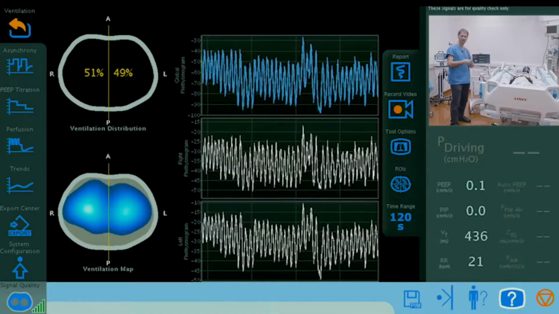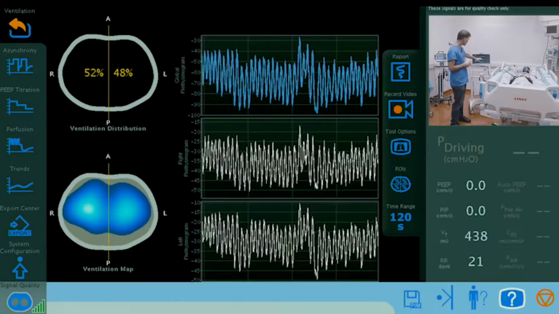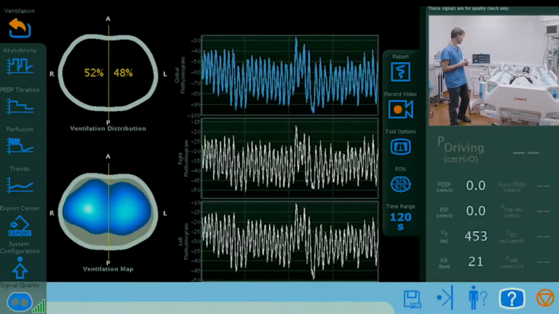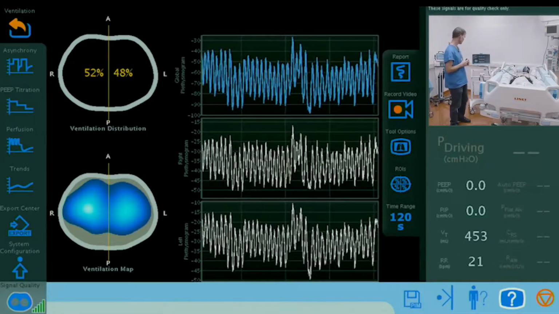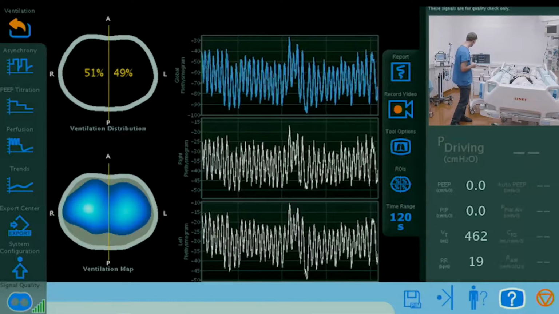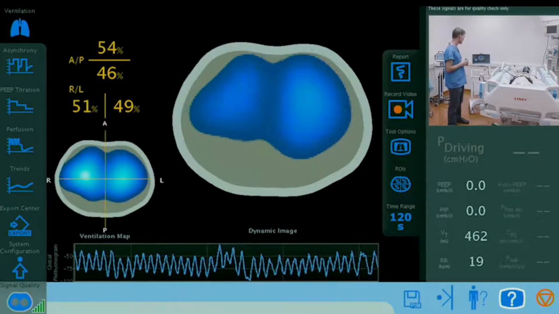So I have a healthy volunteer whose name is Matthias, and he's here with us just to share his ventilation. So now we see his breathing on the screen of the tomogram. Let me switch to a simple screen first. So that's a simple view, the simplest we have.